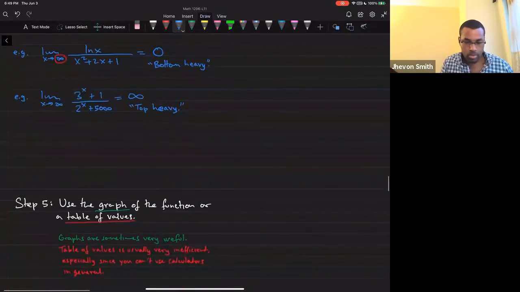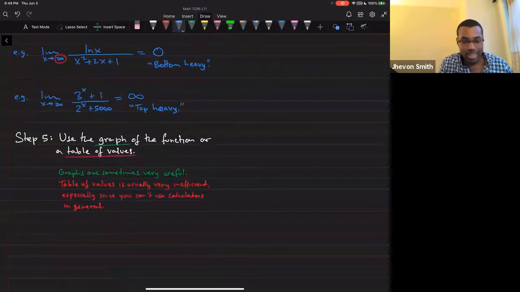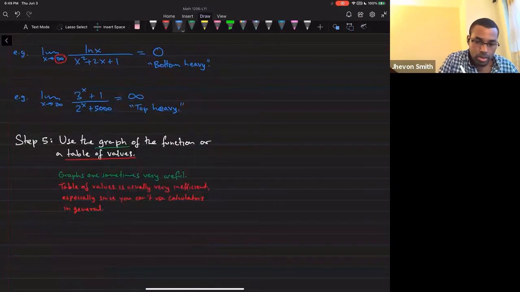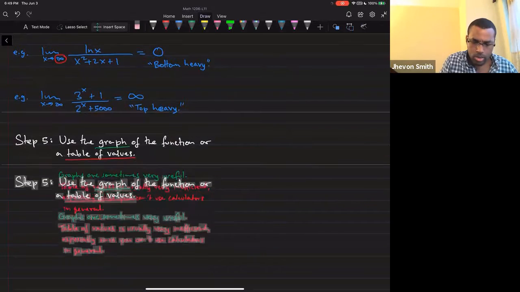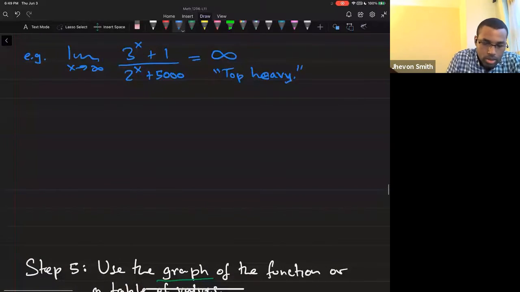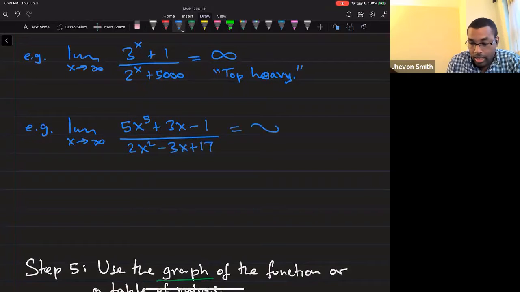The fifth thing is to do what we did earlier, is just know about the graphs. Graphs or a table of values can work here. I can do another thing here too, just to show you that polynomials can work. If I have 5x to the 5th plus 3x minus 1 over 2x squared minus 3x plus 17, that's going to go off to infinity, top heavy.